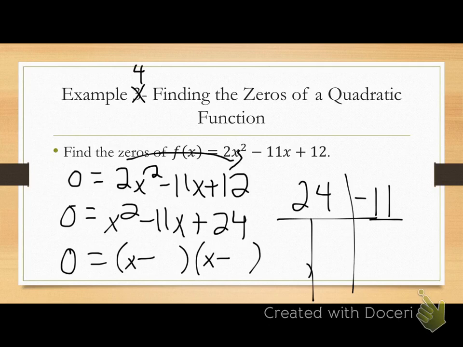Finding 2 numbers that multiply to give me 24 and add to give me negative 11. What things multiply to give me 24? And we can only deal with the negatives. We don't have to deal with positives. So 2 negatives that multiply to give me 24. Negative 12, negative 2. What do I get when I add those? Negative 12 plus negative 2 is negative 14. Is that what I want? No.